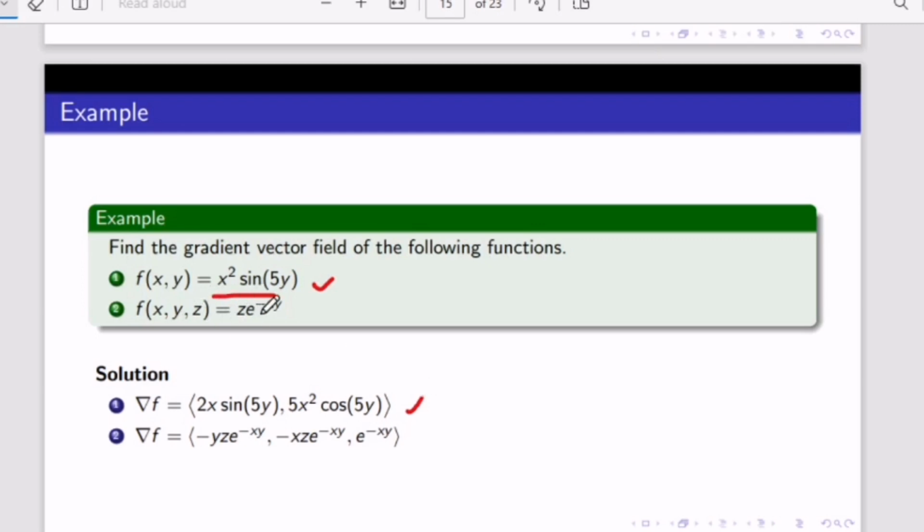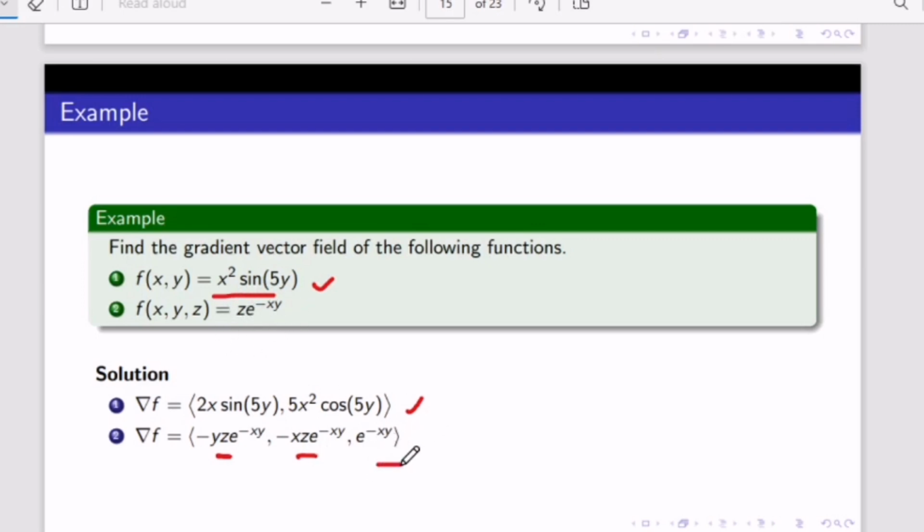Number 2 has 3 variables, so you're going to differentiate with respect to 3 variables. Partially differentiating with respect to x, you differentiate the top, which gives you negative y, then multiply by z e to the negative xy. Then you partially differentiate with respect to y and get this, and partially differentiate with respect to z and get this.